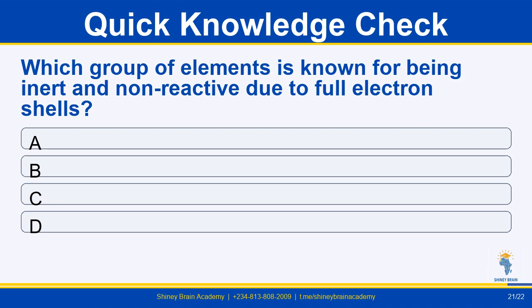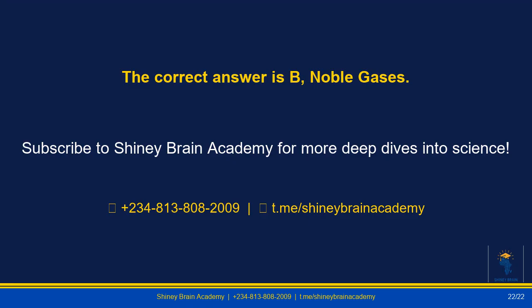Time to test your knowledge. Let's see if you were paying attention. We discussed elements that are perfectly satisfied with their electron configuration and avoid reacting with others. Look at your options. Alkali metals are highly reactive, halogens are aggressive hunters, and transition metals are complex. That leaves the group on the far right. Think back to our discussion on Group 18. Choose your answer carefully.